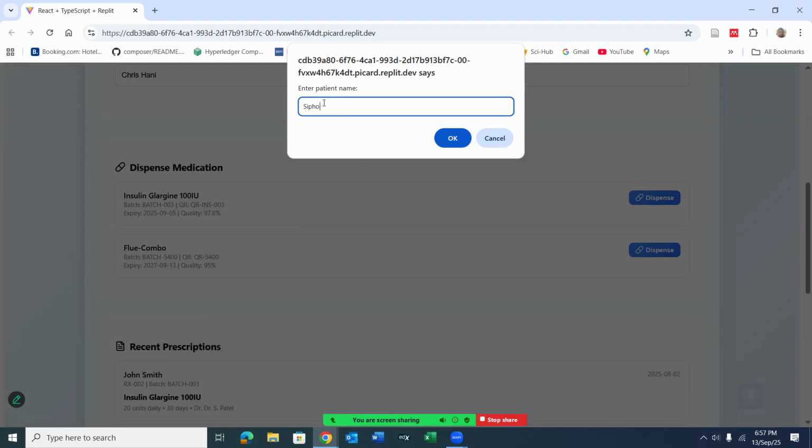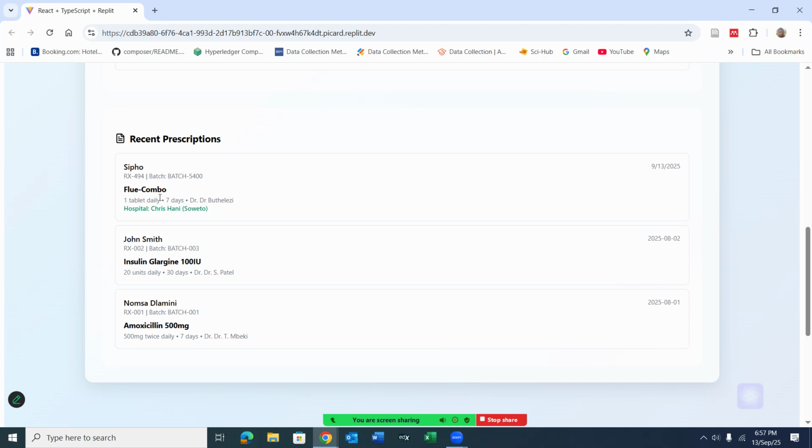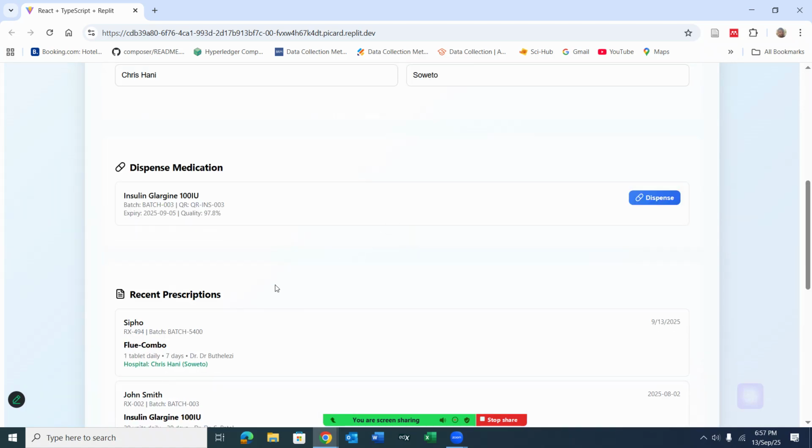We capture the information for a patient. The doctor who diagnosed or who is looking after this patient is Dr. Buthelezi, and then we click OK. So now this drug is dispensed to SIPO. Now the information is already captured there. Dr. Buthelezi is the one who dispensed the drug.